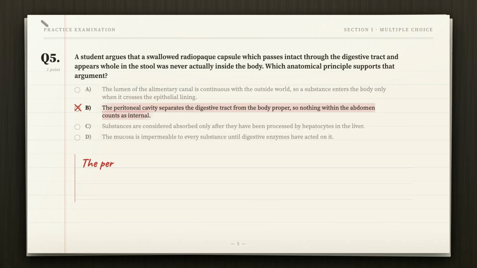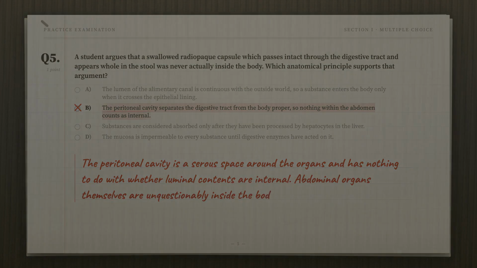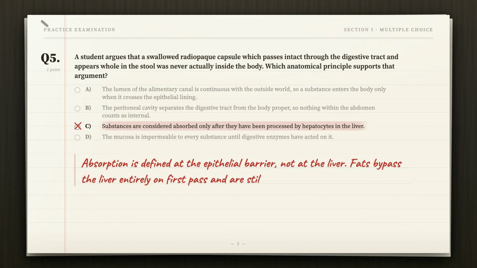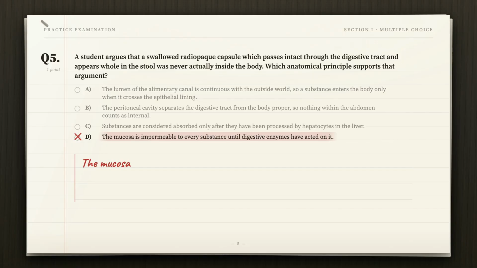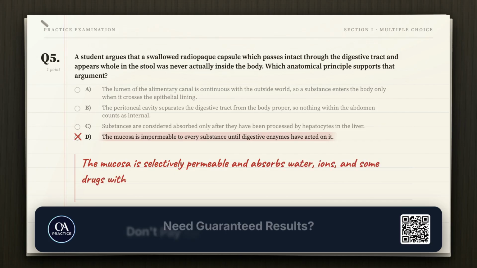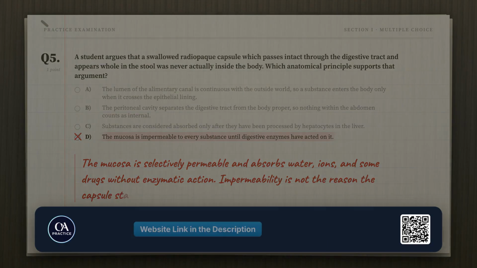B is wrong because the peritoneal cavity is a serous space around the organs and has nothing to do with whether luminal contents are internal. Abdominal organs themselves are unquestionably inside the body. C is wrong because absorption is defined at the epithelial barrier, not at the liver. Fats bypass the liver entirely on first pass and are still absorbed. D is wrong because the mucosa is selectively permeable and absorbs water, ions, and some drugs without enzymatic action. Impermeability is not the reason the capsule stayed outside.